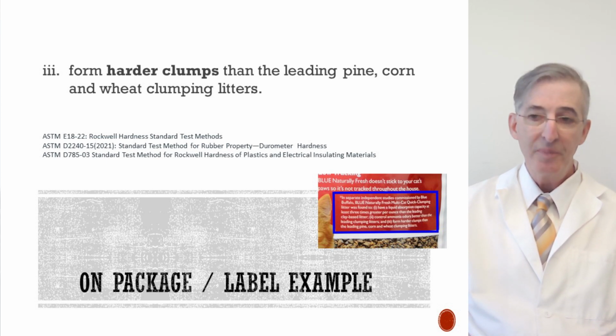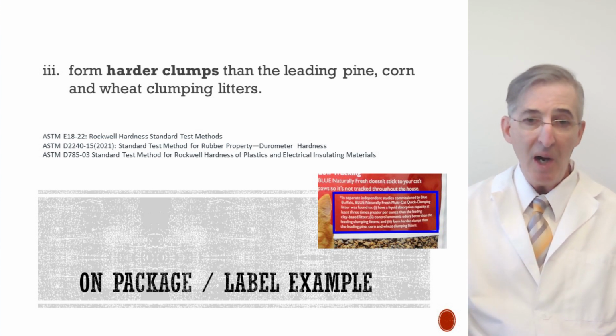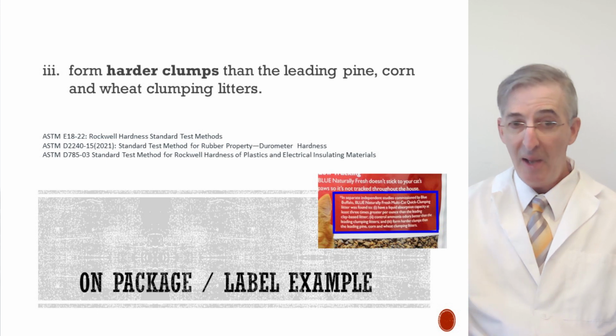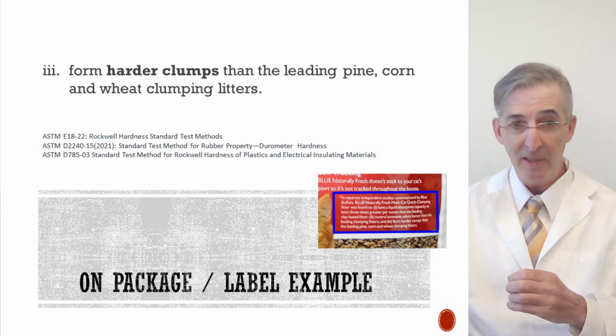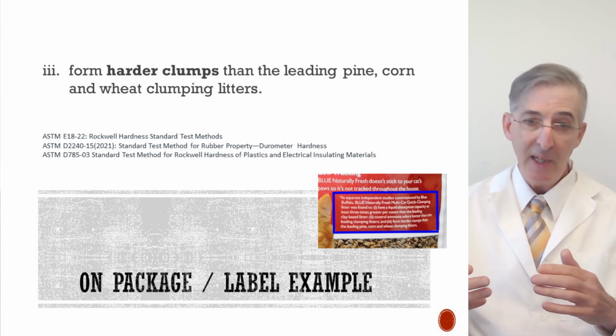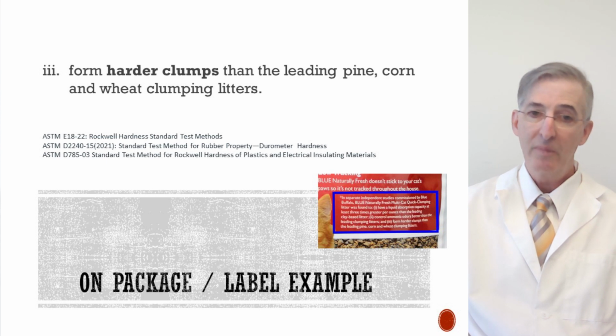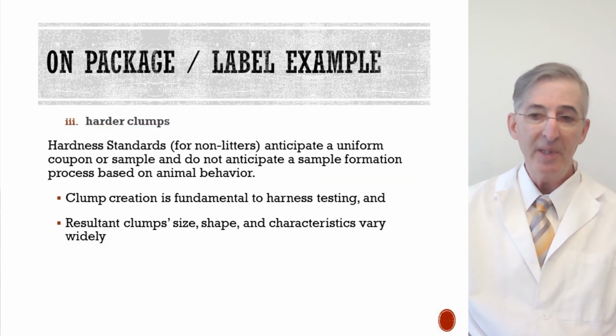In these standardized procedures, they're anticipating some kind of a coupon or some kind of uniform test sample, and that's problematic for the usage of litters and the way clumps form per se. And furthermore, it's a two-step process, because you're not really looking for is a clump hard. You're looking for a clump used as litter being harder than another clump used as litter, and the comparative differences. Again, we're getting very far afield of the hardness that standards that are generic or available will anticipate. So as the next bullet talks about, the clump size, shape, and the characteristics are going to vary widely, and the test protocol has to anticipate that.